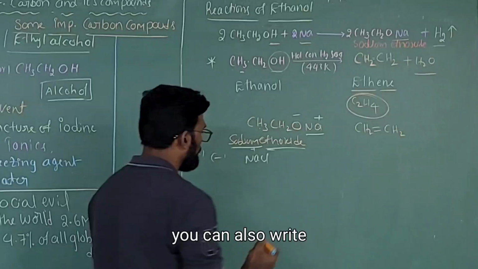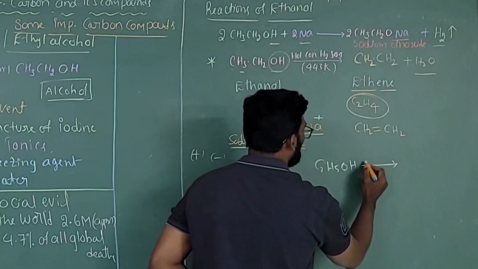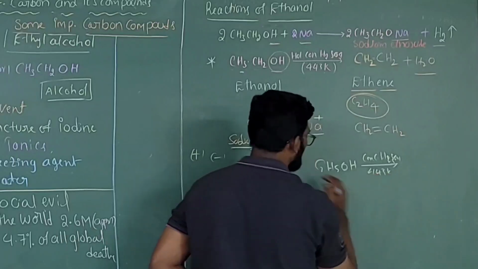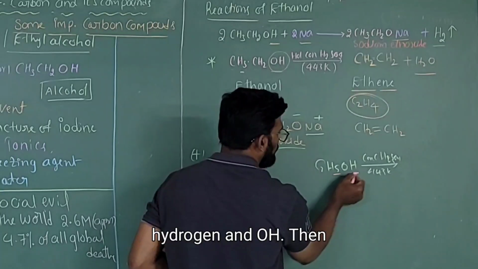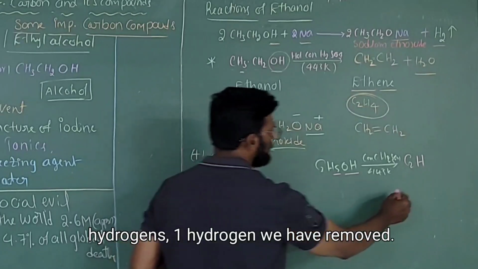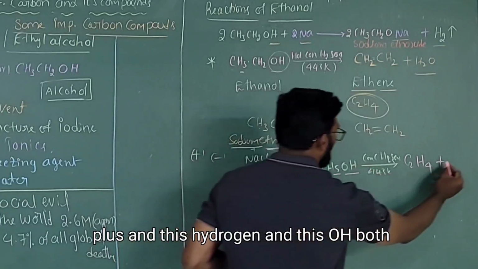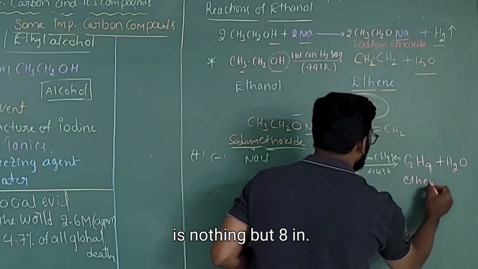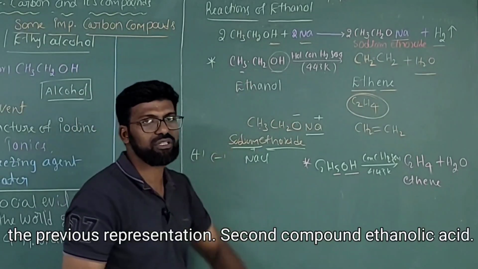The same reaction you can also write like this: C2H5OH, with H2SO4 at 443 Kelvin temperature. It will be easy for you in the exam. Just remove one hydrogen from here, and OH. Then what do we get? C2: out of 5 hydrogens, 1 hydrogen we have removed, so 4 hydrogens will be left, plus this hydrogen and this OH combine to give a water molecule. C2H4 we will get, and C2H4 is nothing but ethene. You can write the same reaction in this way, and it looks a little simpler in comparison with the previous representation.